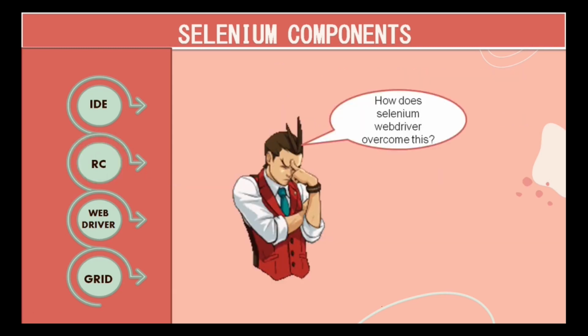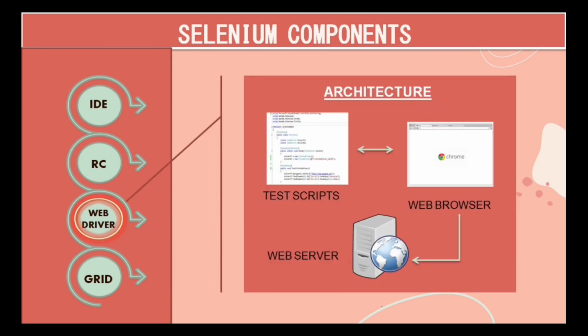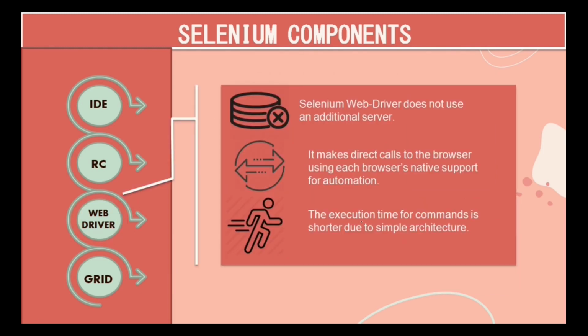Now let's see how does Selenium WebDriver overcome these drawbacks. For this we need to understand the architecture of the WebDriver. So in the WebDriver architecture we have the test scripts, the web browser and the web server. However, we do not have an additional server for communication like the RC server, which we saw in the Selenium RC, which makes the architecture of the WebDriver very, very easy because we don't have an additional server in this. As you can see, there are direct interactions with the web browser.